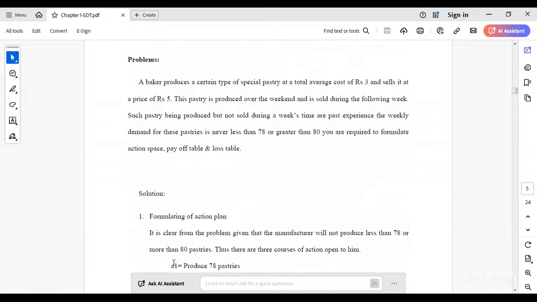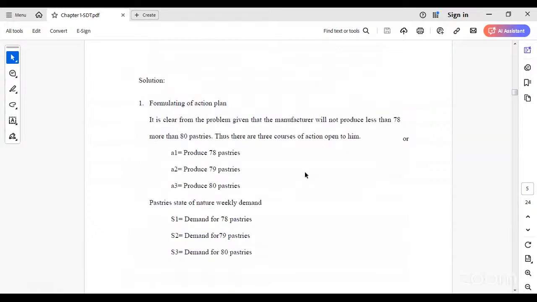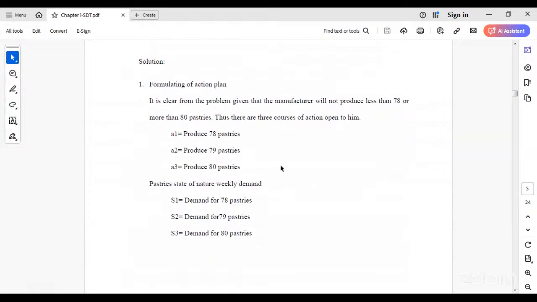You are required to formulate the action space, payoff table, and loss table. So these three things we need to do. Number one, formulating the action space. So it is clear.